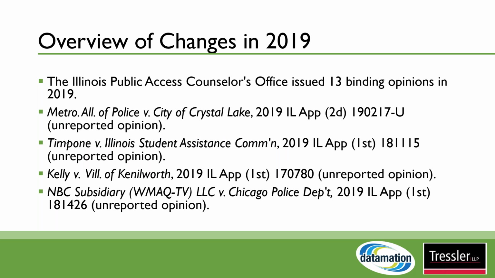In 2019, there were 13 binding PAC opinions. There are also several appellate court decisions relating to FOIA. We've listed a few of these cases on the slide, but the one in particular, which I mentioned earlier today, that relates to school districts is Taponi versus Illinois Student Assistance Commission. In the case, the court held in favor of the public body, which was challenged for denying a FOIA request for the names of students who received MAP grants. So what the court ultimately ruled in this case was that the names of the students who had received these grants were exempt from disclosure.